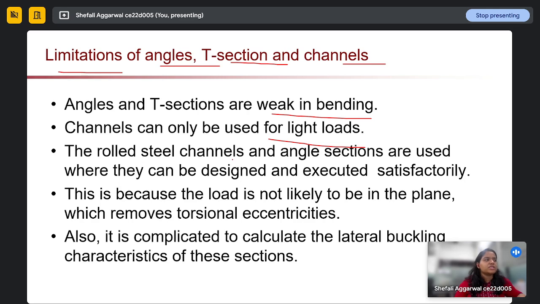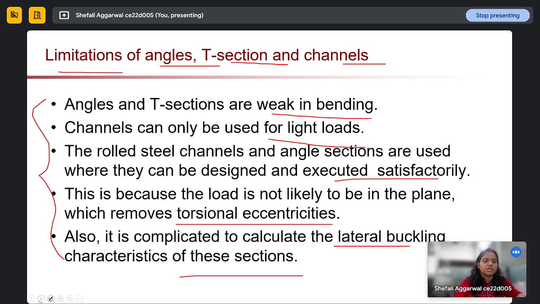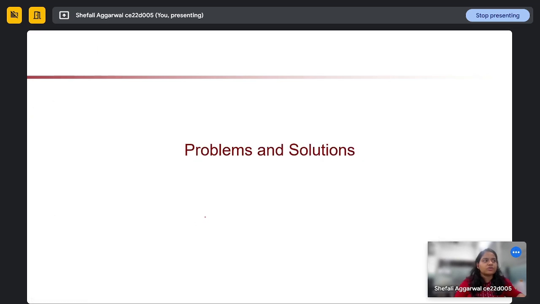Next, rolled steel channels and angle sections are used where they can be designed and executed satisfactorily. This is because the load is not likely to be in the plane, which removes the torsional eccentricity. Also, it is complicated to calculate the lateral buckling in this type of section. So these are the different reasons why we won't go for angle, T section or channel section in case of our flexural members. So this is what you might have studied in this week.